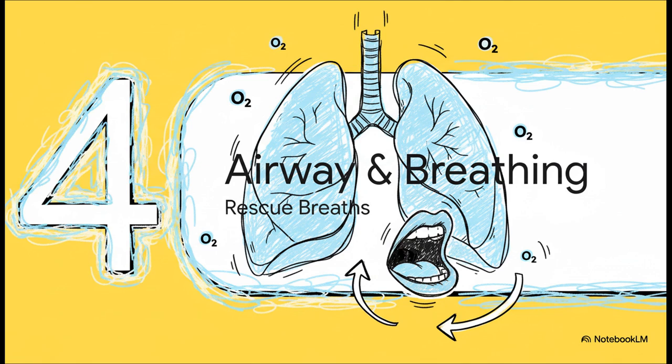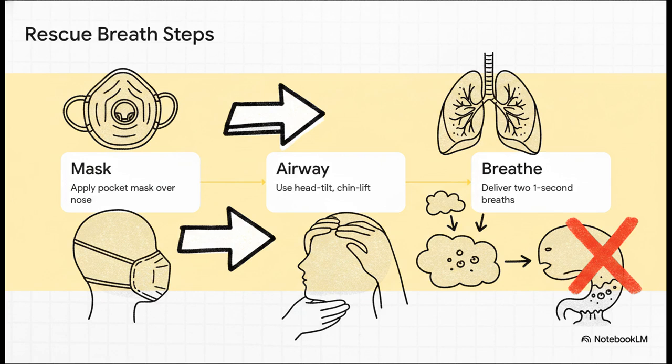Immediately after you finish those 30 compressions, we need to top up the oxygen levels in the patient's blood. Here's the micro routine for rescue breaths. First, apply a pocket mask, preferably one with a one-way valve, over the bridge of the nose and the mouth. Second, open up the airway using the head tilt chin lift technique. And third, deliver 2 separate breaths, each lasting about 1 second.